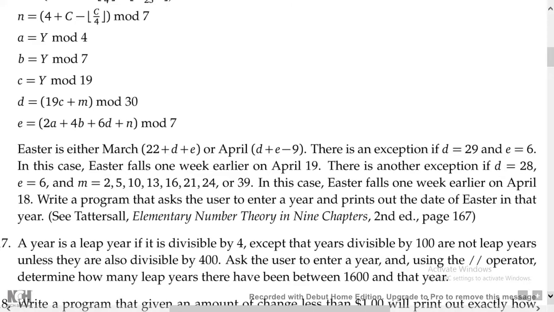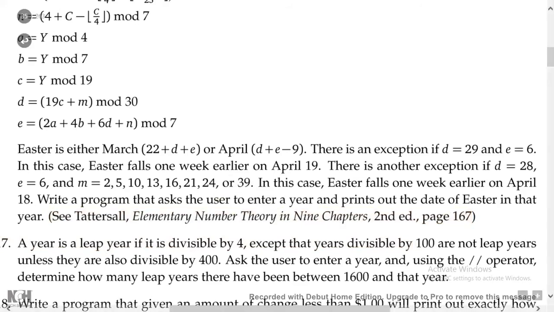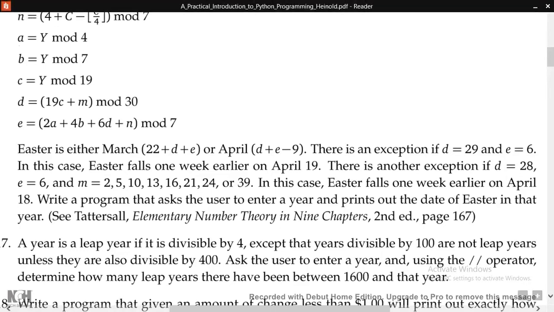Write a program that asks the user to enter a year and print out the dates of Easter in that year. They're telling us to check this out, but I'm not gonna do so. I don't even know where to find this. I'm not planning on doing that.